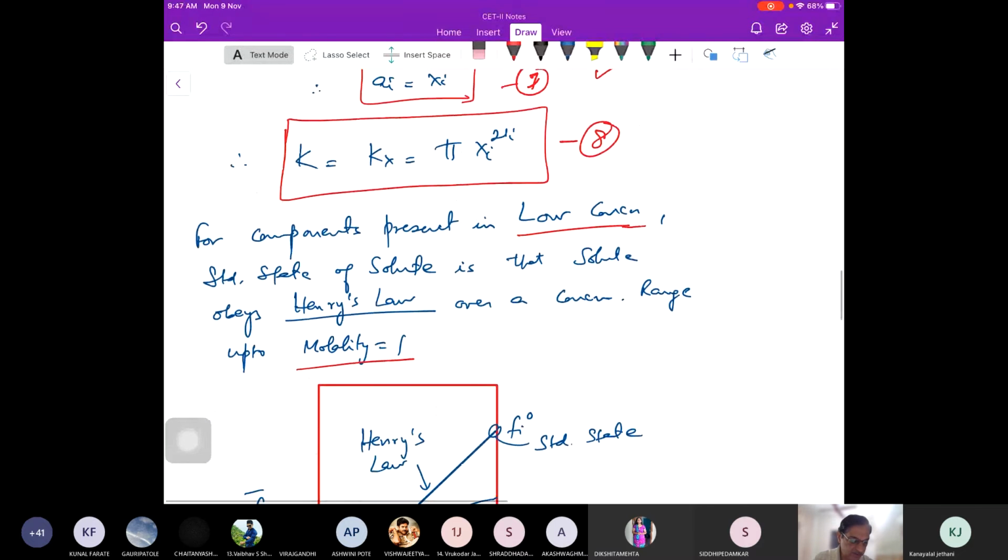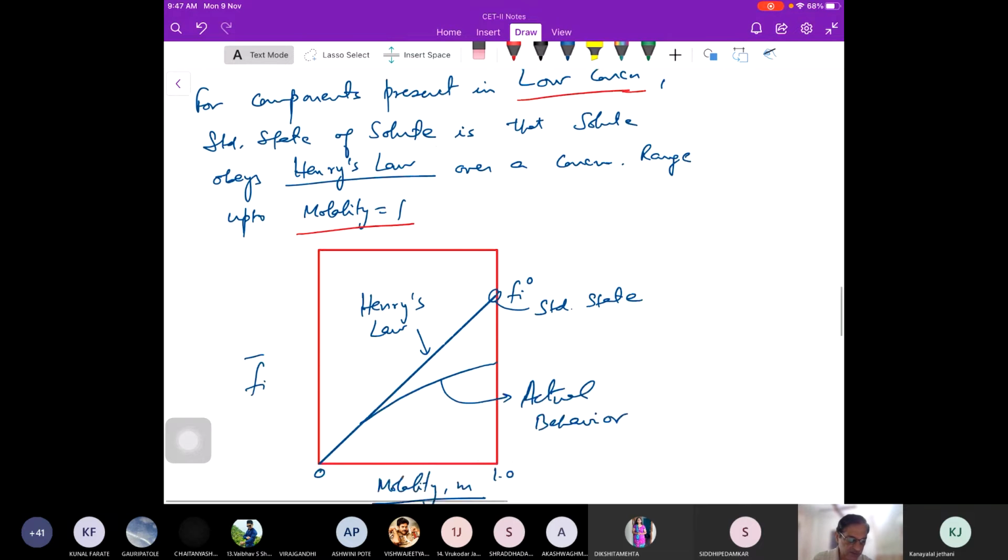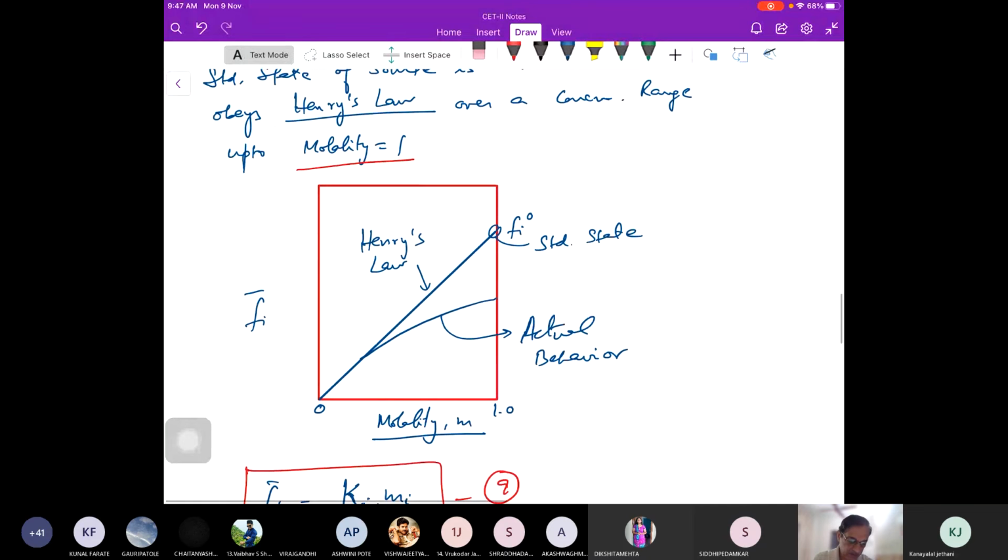Now low concentration में क्या हो जाएगा? Standard state of solute is that solute obeying Henry's law. Henry's law define किया था हमने low concentration of solute के लिए, right? And now we are defining it as low concentration of molality equal to 1. So if you plot Fi bar versus molality, this is the actual behavior, the actual curve of Fi bar versus molality. And if you draw a tangent, it is essentially Henry's law, because at low concentration it follows Henry's law. Fi bar is equal to some constant into this molality, right?